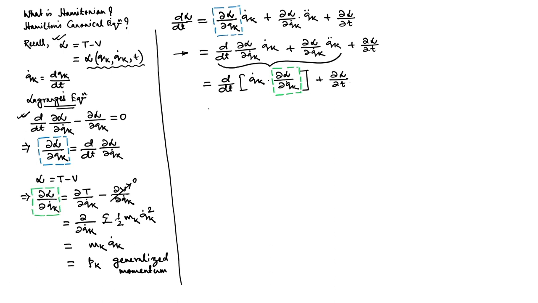So, what we are going to do is replace that with whatever we have derived. So, it is d/dt within bracket q_k dot times what we have is p_k, that is generalized momentum, plus ∂L/∂t. Okay.